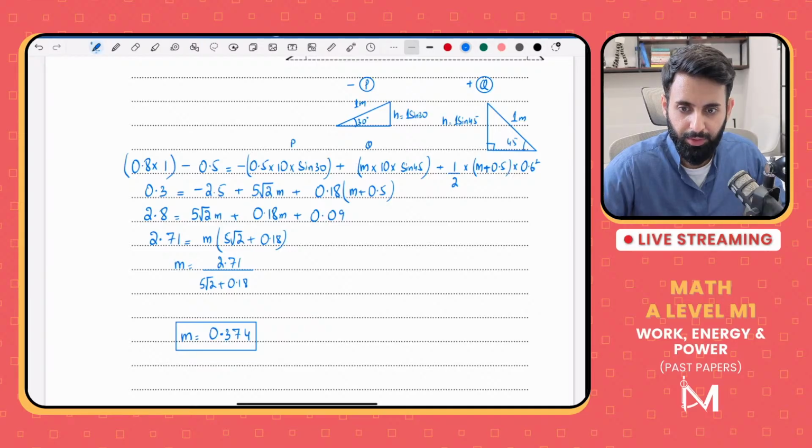October, November 2024, question number 5. Let me see if I have October. Is it in this PDF? If it's in this PDF, I'll do it. If not, then I'm afraid not.